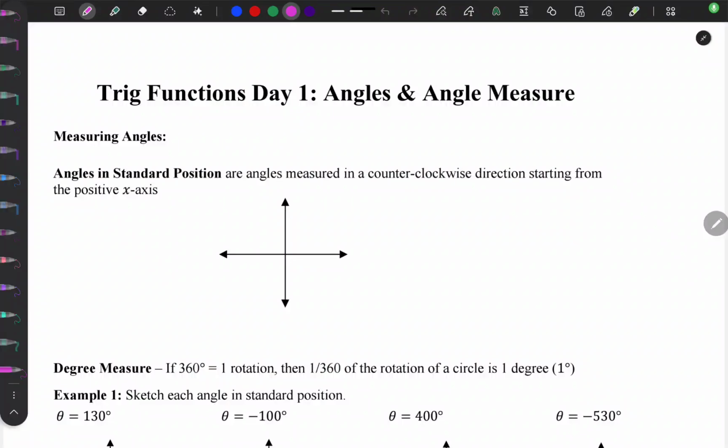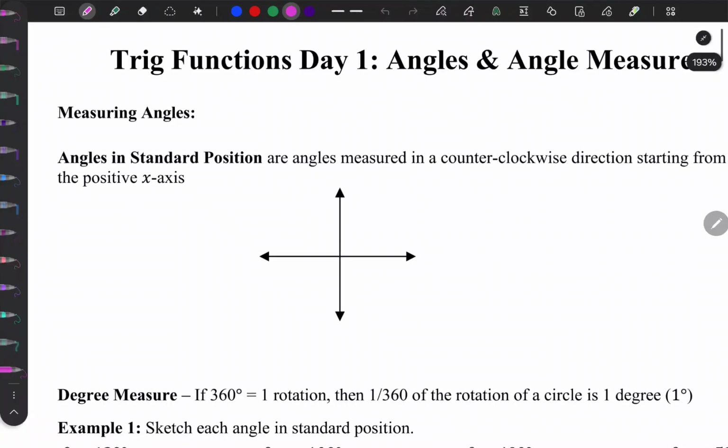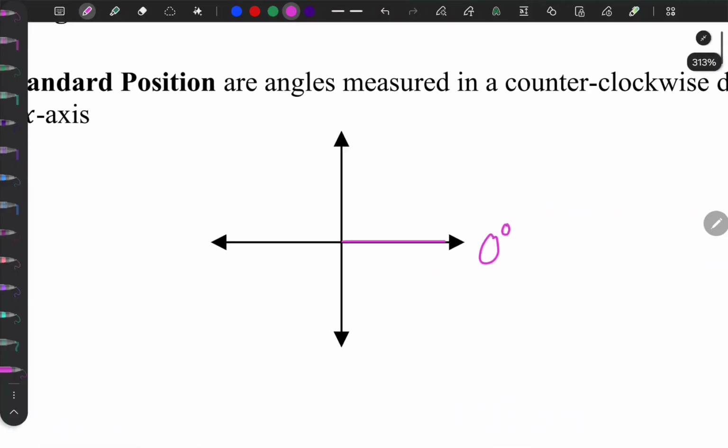We'll start our introduction to trig functions with a review of angles in standard position. So we'll just do a refresher of what this looks like for an angle in degrees. We start at 0 degrees, and when drawing an angle, we start with the initial arm on the positive x-axis, starting from the origin. We call this one the initial arm. And our terminal arm is where the angle ends.